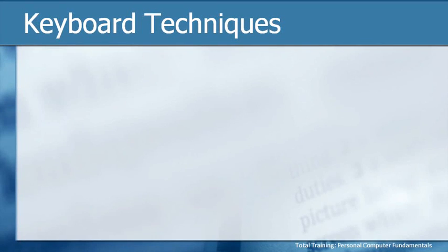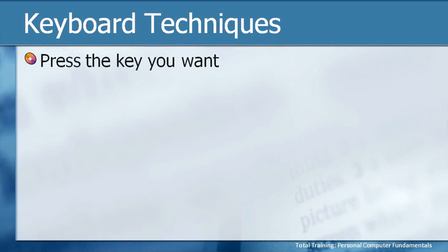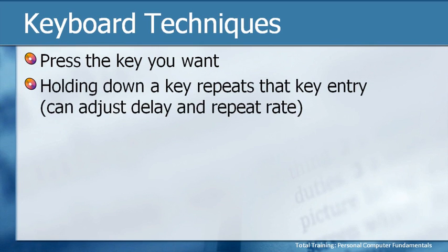So when you want to use the keyboard, what do you do? Well, I think everybody knows that we can simply press the key. So if I want to type ABC, I'll press the A key, the B key, and then the C key one at a time. What you may not have known, unless of course you happen to do it by accident, is that holding down a key repeats that key entry.